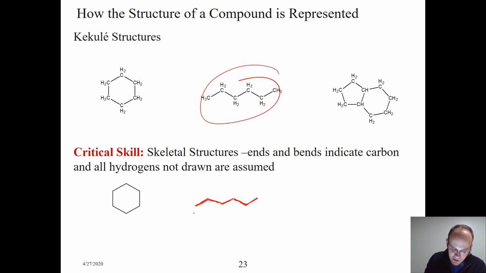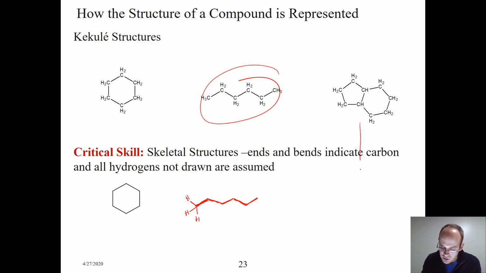And here, where I have an end, that carbon only has 1 bond drawn. And that means that the remaining 3 bonds to that carbon are all hydrogens. Hydrogen, hydrogen, hydrogen. And they're called implicit hydrogens because they're implied. So we're implying by drawing an end or a bend that any bond up to 4 that isn't drawn in is a hydrogen for carbons. So any carbon that doesn't have all of the bonds drawn in, the remaining bonds are hydrogens.